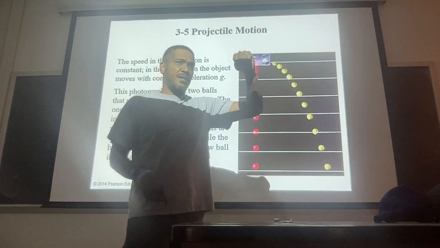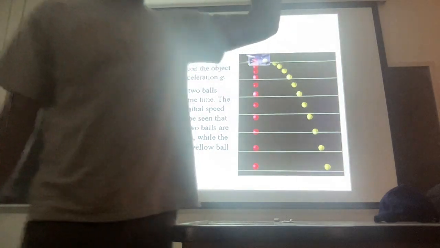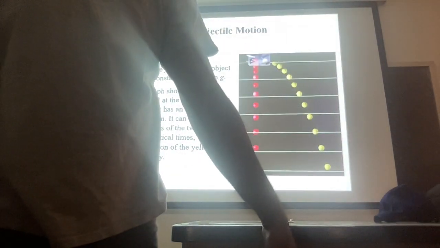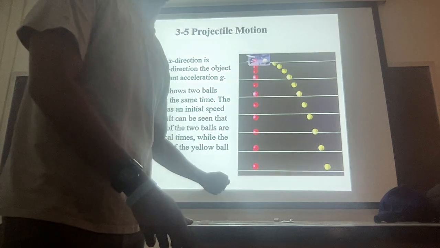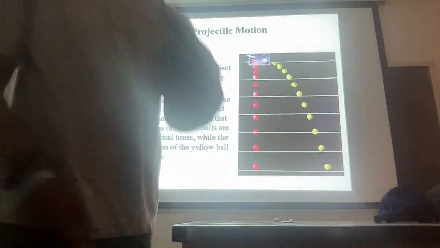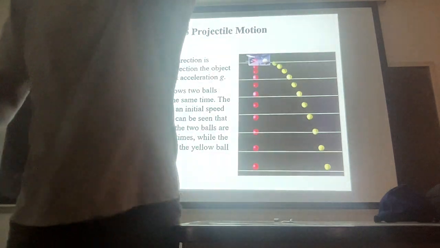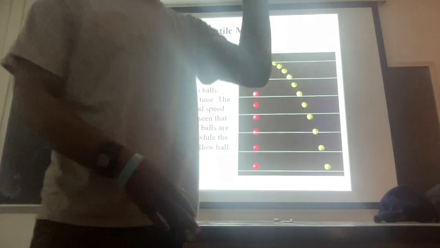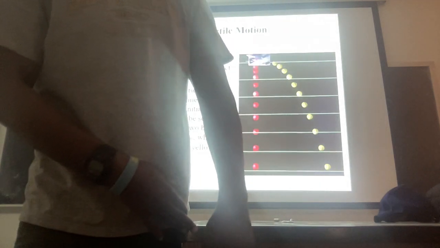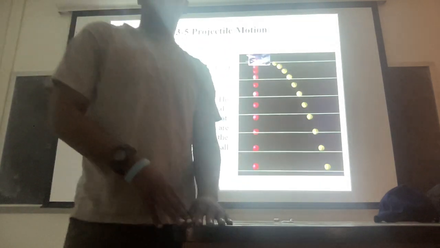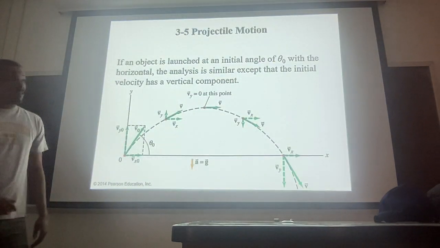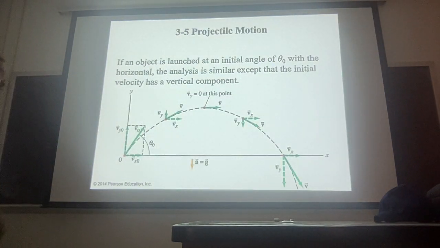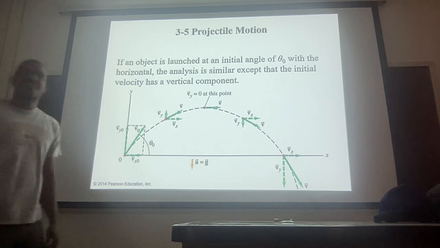It started off as what? V0 in the Y. The only thing that changed was what? V0 in the X, because I rolled it off. But V0 in the Y didn't change. Are you following me now? Okay, good. And so that is what happens with a projectile.